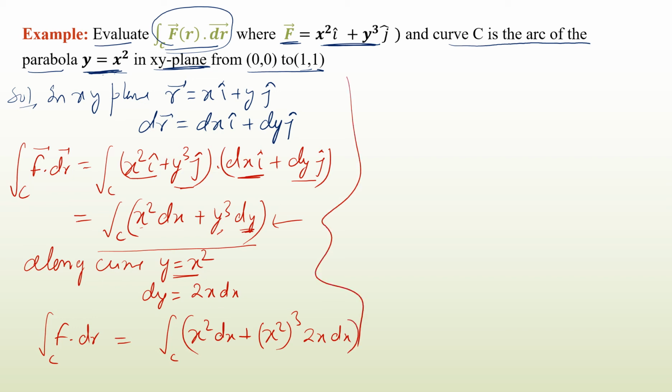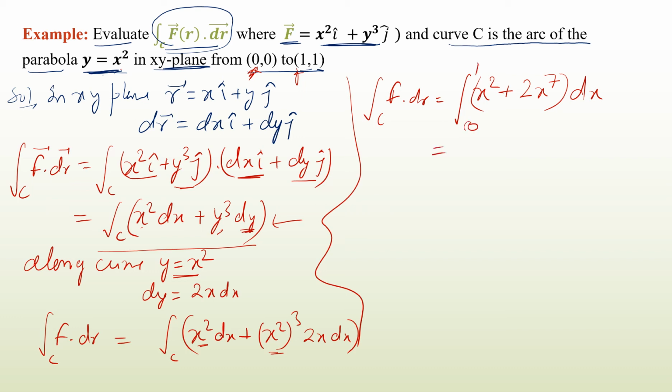Now here you see the integral of f dot dr is x squared, plus x raised to power 6 into 2x, that is 2x raised to power 7, dx. Now we put the limits of x, and on that curve x varies from 0 to 1. So the limit is 0 to 1.